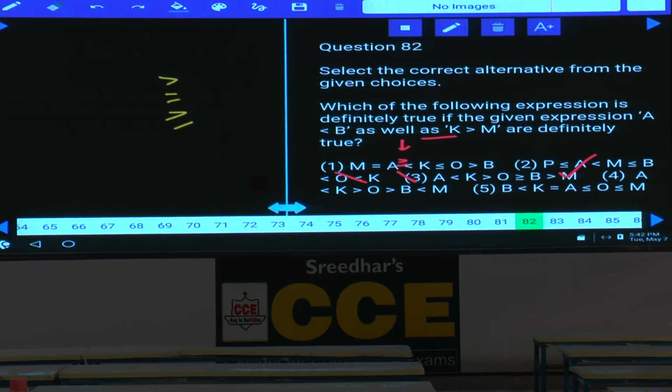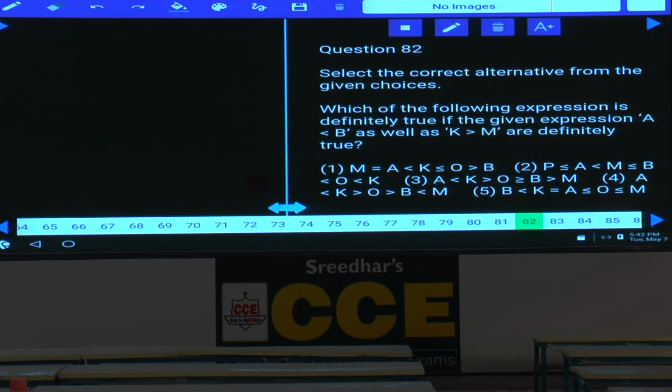Then question number 82. Now in this 82, the relation between A and B. A lesser than B and K greater than M. Now A lesser than B, with the help of the first one, there is one lesser than, one greater than, two opposite symbols, no relation. And A lesser than B is true in the first one, isn't it? And K greater than M, M lesser than K, K greater than M, definitely true, that is choice 2.